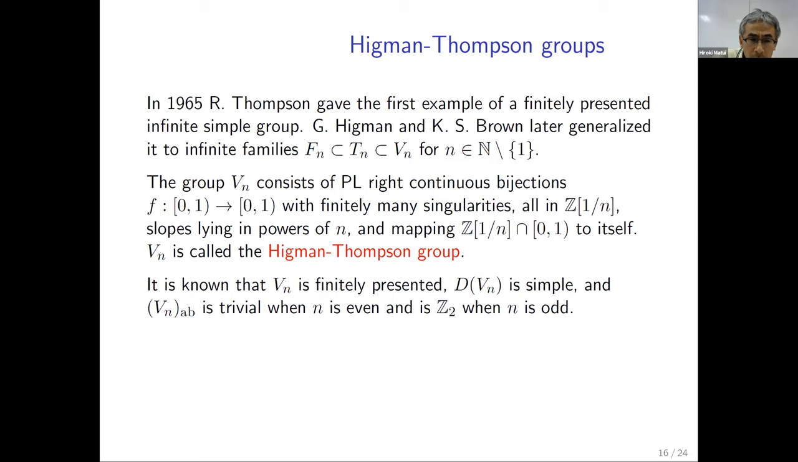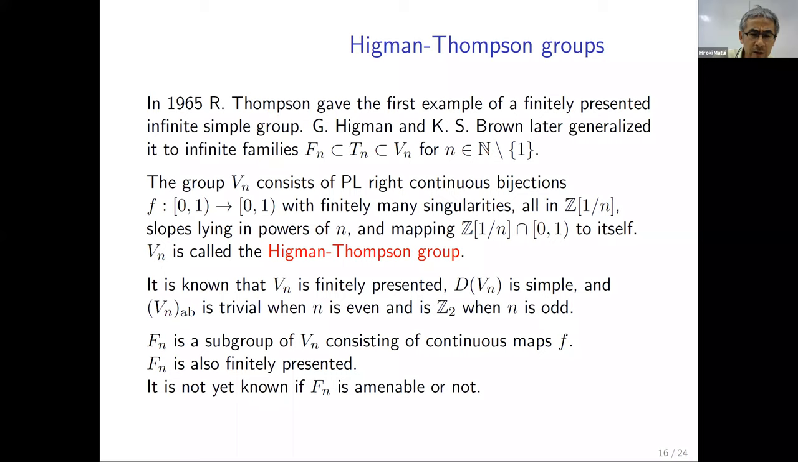And it is known that Vn is finitely presented and the commutator is simple. And the abelianization is trivial when n is even and is equal to Z2 when n is odd. It's a classical result. Yes, and of course it is an important open big question whether Fn, the Thompson group, is amenable or not. Of course, Vn contains a free group, so it's not amenable.